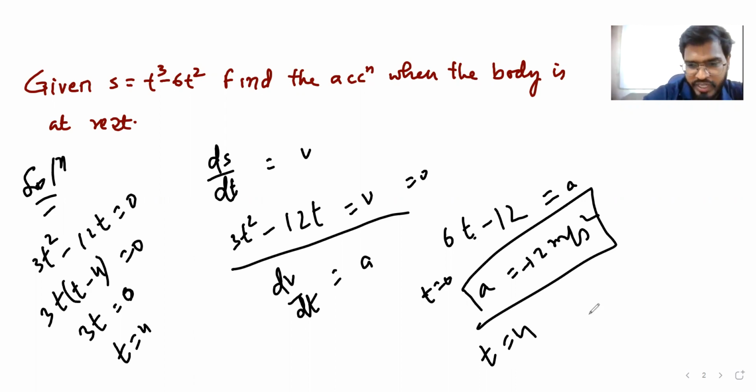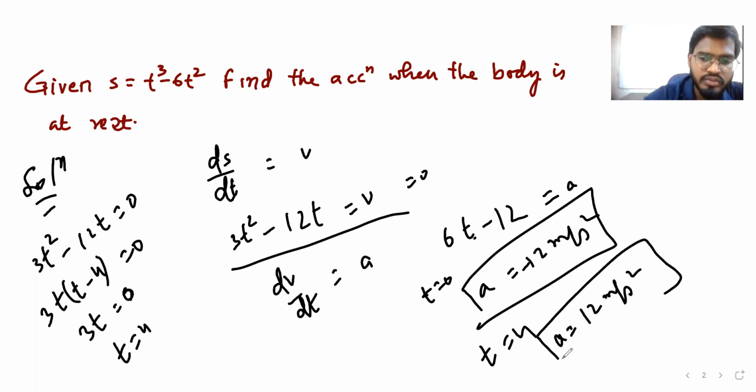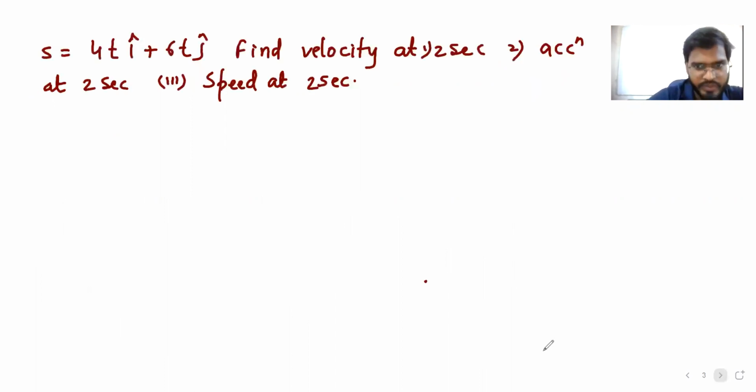12 only, right? Plus of 12. So acceleration is going to be plus of 12. That's it, right? So these two accelerations are there, we can find when the object is at rest: minus 12 and plus 12. Now the next question, with vectors, we had done already vectors, right?